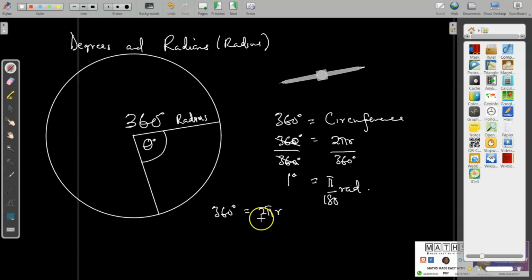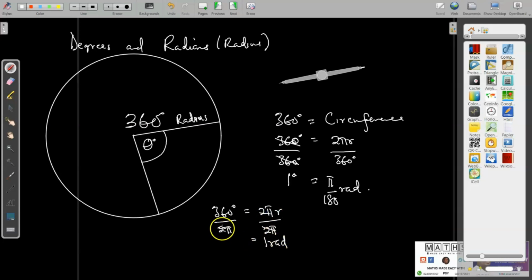Now, if I want 1 radian, what must I do? It means the 2 pi must move away, right? Because I want the r to be left. So what must I do on the right hand side? Divide by 2 pi. Divide here also by what? 2 pi. So it means 2 pi cancels out, to be left with 1 rad.